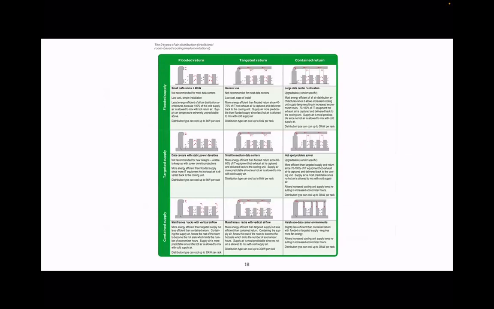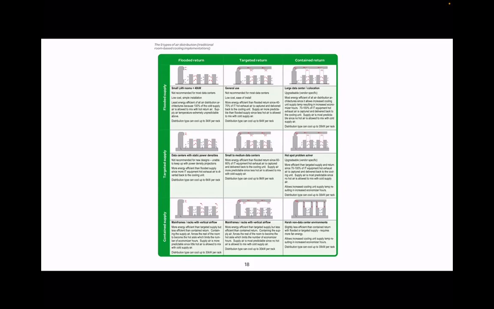Okay, so this is a table that presents the 9 types of air distribution usually used in room-based cooling and in data centers recently. And as seen in the table, the different types of distribution are flooded, targeted, and contained. And these can be applied to the supply or to the return, and efficiency varies based on the combination.